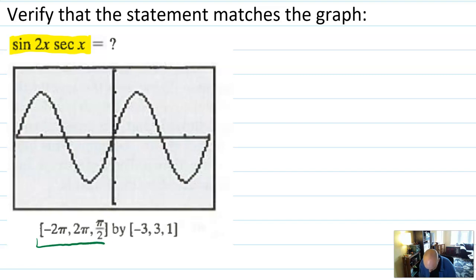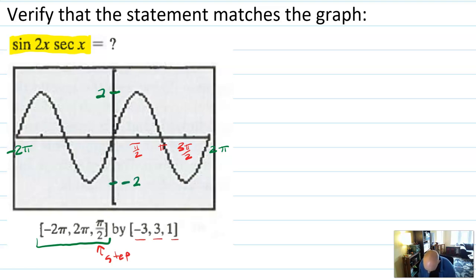They're telling us this viewing window is negative 2 pi to 2 pi. So that's telling us the x. And it's telling us the step. This is the step, remember? So the step is pi over 2, which means this is pi, which means this is 3 pi over 2. And it looks like a pretty ordinary sine graph, but the window goes negative 3 to 3 to 1, which means that the maximum value is at 2, and the minimum value is at negative 2.